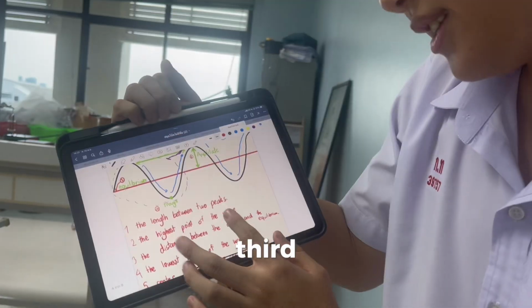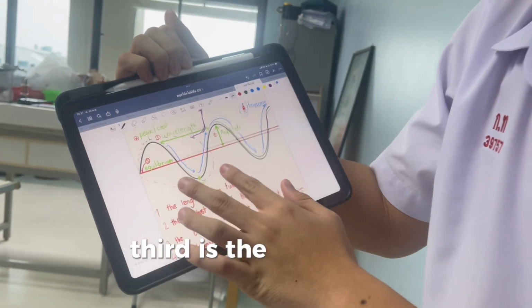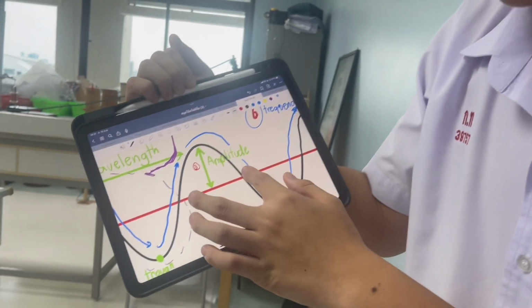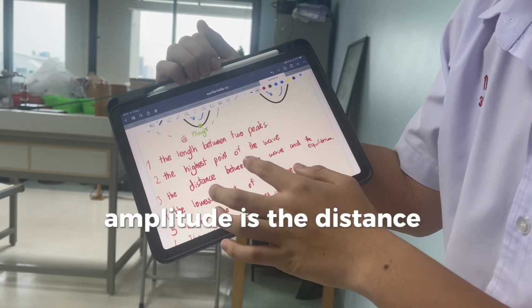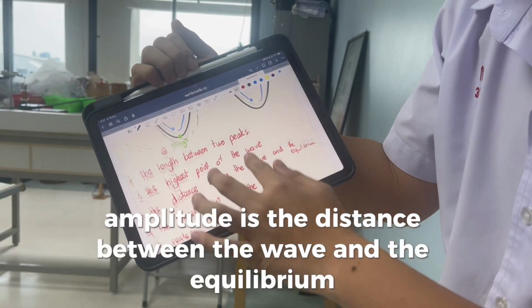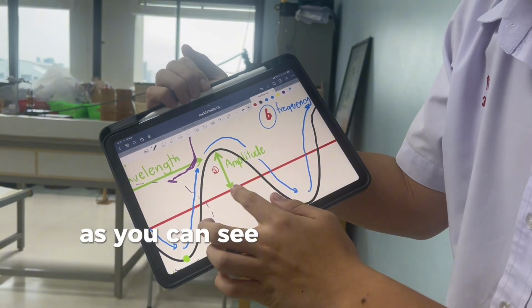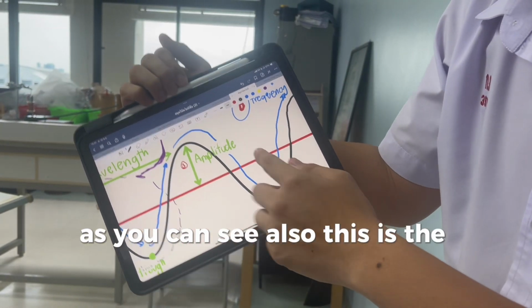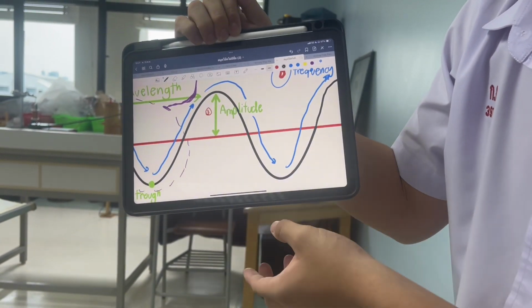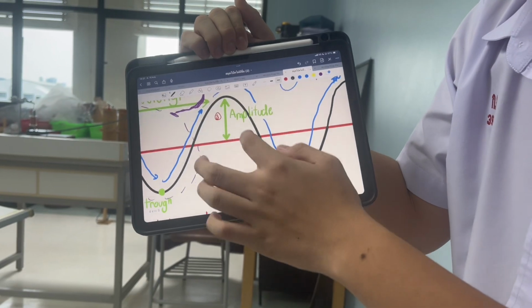Okay, third is the amplitude. Amplitude is the distance between the wave and the equilibrium, as you can see. Also, this is the amplitude too, right here to right here.